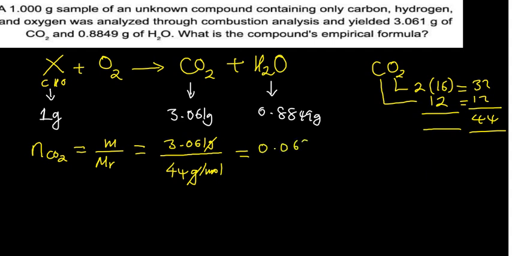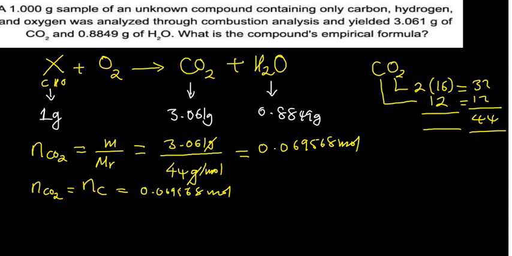Like this? Okay, so these are the moles of carbon dioxide that we found. Remember that the number of moles of carbon dioxide is equal to the number of moles of carbon. That means the number of moles of carbon is also 0.069568 moles. These are the moles of carbon. Now we can convert these moles of carbon to mass.